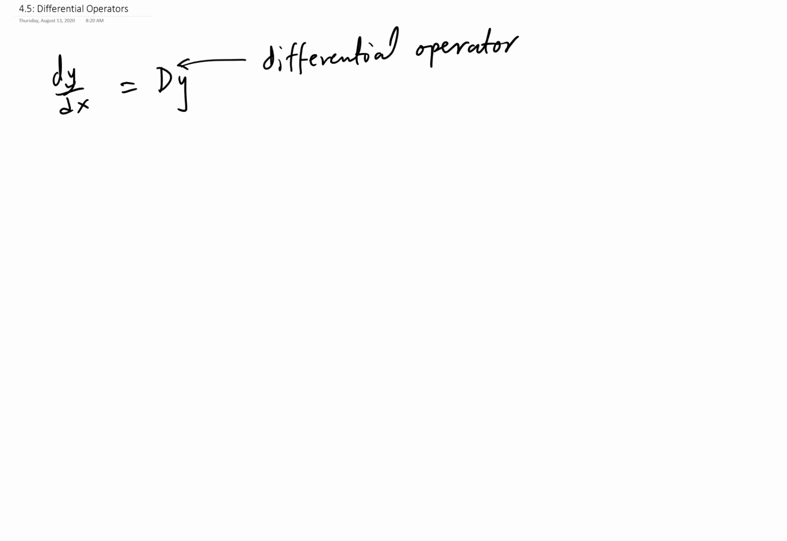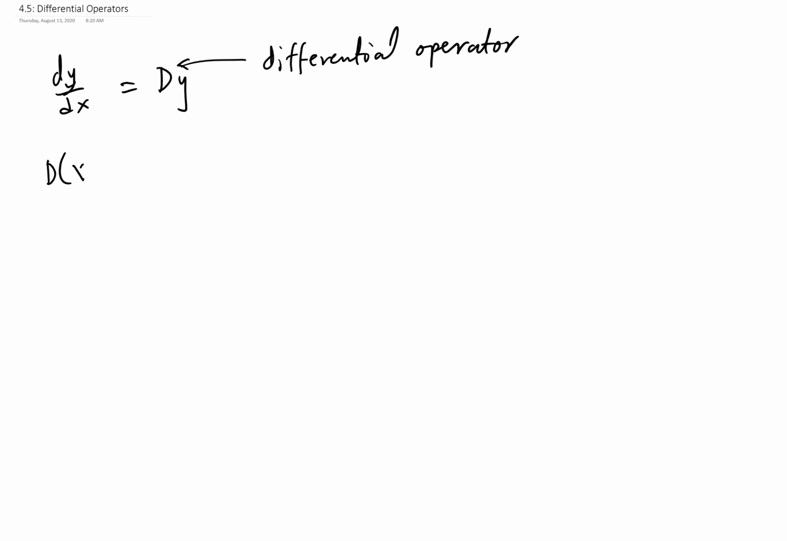We introduce differential operators in this section. We know dy/dx stands for the first derivative of y with respect to x. To rewrite this in a different form, we use what we call a differential operator, Dy. So D is the differential operator. It works exactly the same way as dy/dx. So that's the derivative of y.